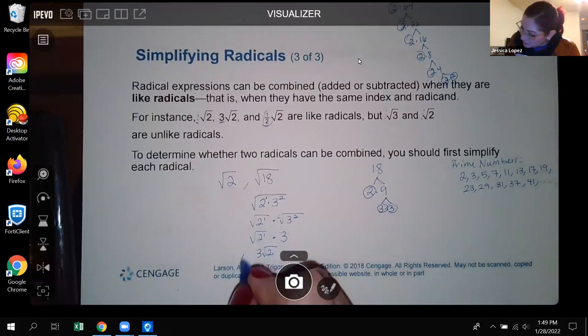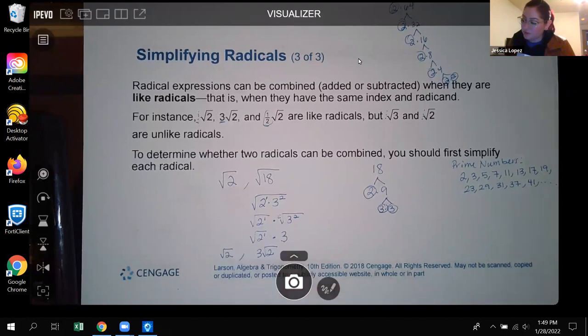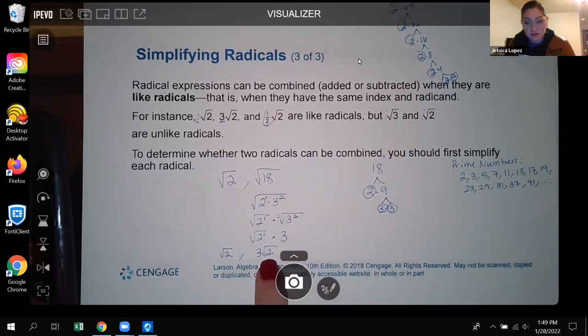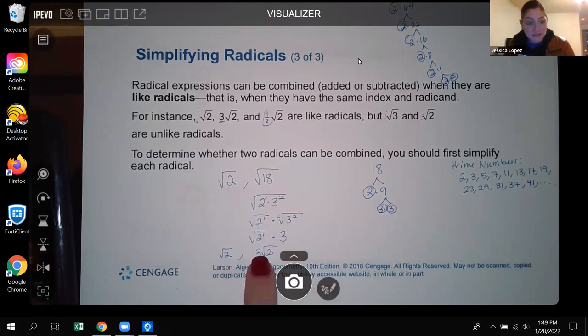So really, the two expressions I have here, the simplified version of this, does match. They're both square roots, the indexes match, and the inside, the radicands, match. It doesn't matter that the coefficients don't match, okay? That just means when I combine them, I will combine the coefficients, okay?